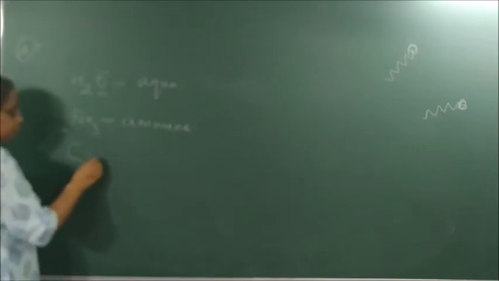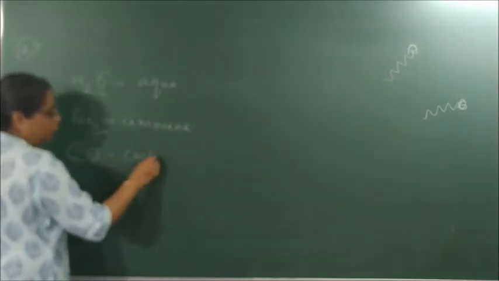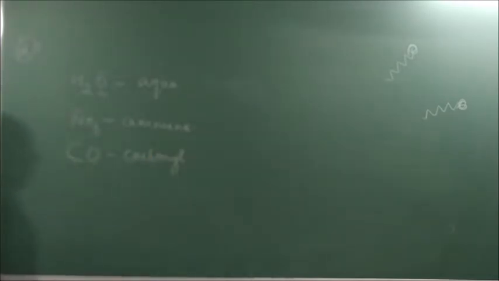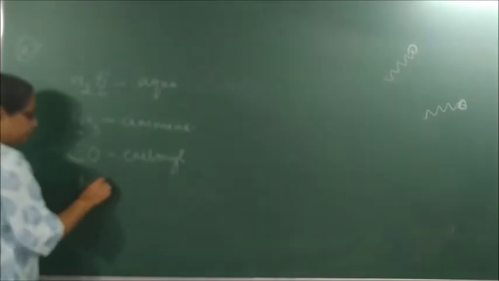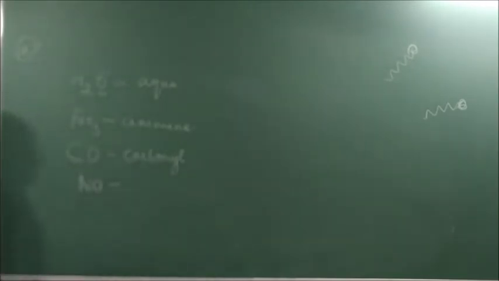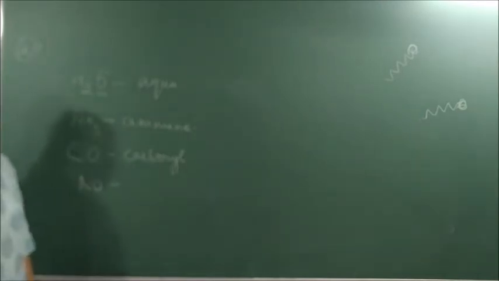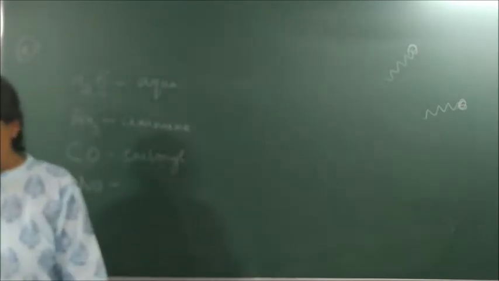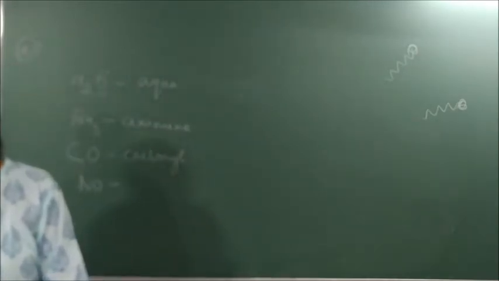CO is called carbonyl. Fine? And NO. What is NO called as? Nitrosyl. N-I-T-R-O. Nitroso spelling NO. Not nitro, nitroso. N-I-T-R-O-S-O. Nitroso. Alright.